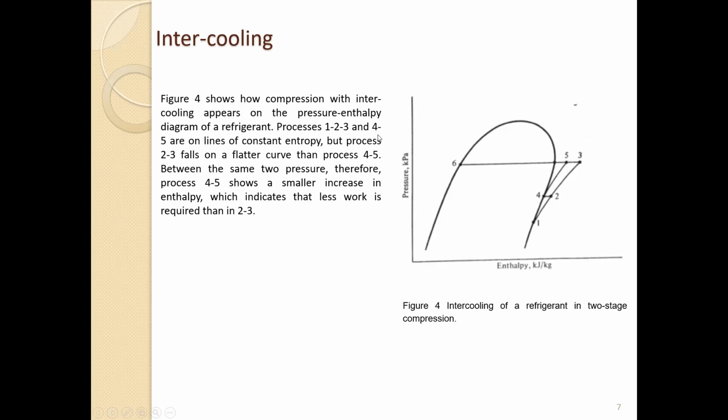Process 1 to 3 and 4 to 5 are on the lines of constant entropy, but process 2 to 3 falls on a flatter curve than 4 to 5. So between the same two pressures, therefore, process 4 to 5 shows a smaller increase in enthalpy, which indicates that less work is required than in 2 to 3.